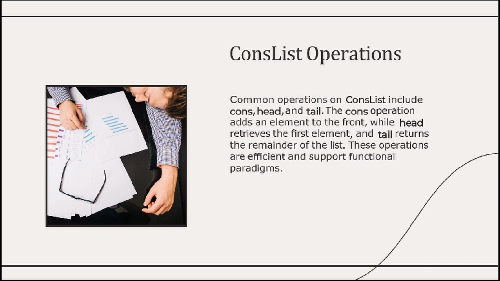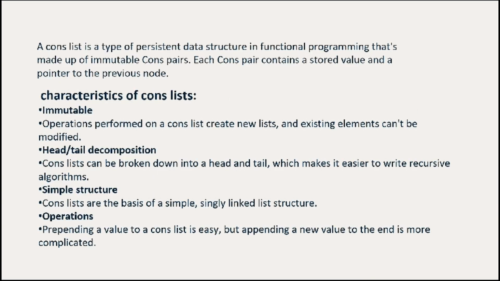A list is often recursively defined as either an empty list or an element followed by the cons of the next element in the list. These operations are efficient and support functional purity. Next, cons list is a type of persistent data structure in functional programming that makes the list immutable. Each cons cell contains a stored value and a pointer to the next node.